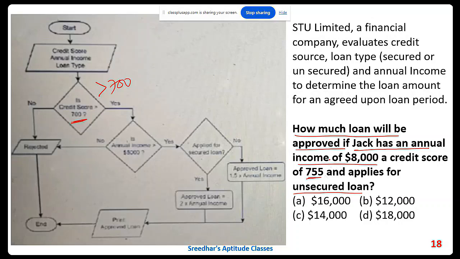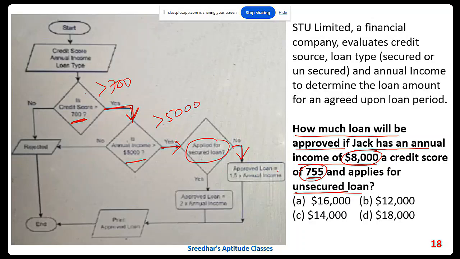Okay. So first of all, if the credit score is greater than 700, by the way, what is the credit score of Jack? 755. So as the credit score is greater than 700, I should come here because this is yes, right? So here, again, is annual income greater than $5,000? Yes, because his annual income is $8,000. So I should go here. As it is yes, I should go here. Applied for secured loan? No, he applied for an unsecured loan. So as this is no, I have to go here.